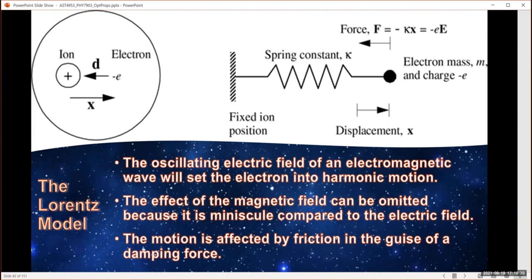And so what we get is we're going to have some motion, but we're also going to have a friction, which we can model as a damping force. So basically, the spring has a natural damping, and so we're going to get some friction that occurs that gives rise to an absorption.